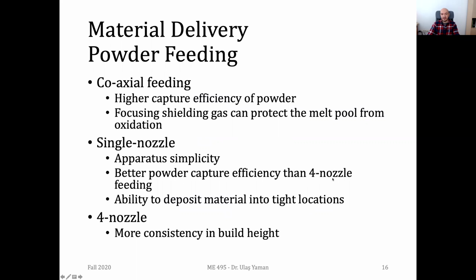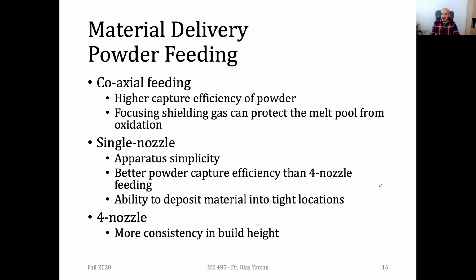As I have drawn the four nozzle feeding system, we have four different nozzles at different corners, and in that case we have more powder spread around. But if you are using a single one, it is less than the four nozzle case, so we can say that its capturing efficiency is better than the four nozzle feeding system. And the advantage of the single nozzle with respect to coaxial and four nozzle systems is that you can deposit the powder into very tight locations, or very little holes.